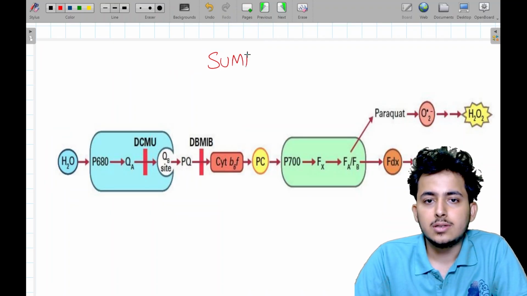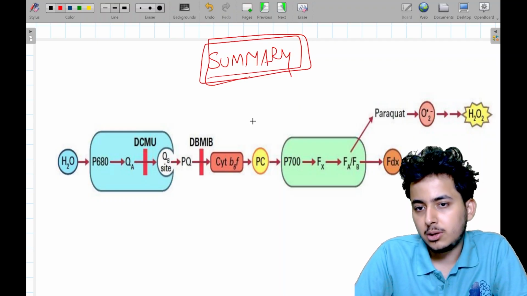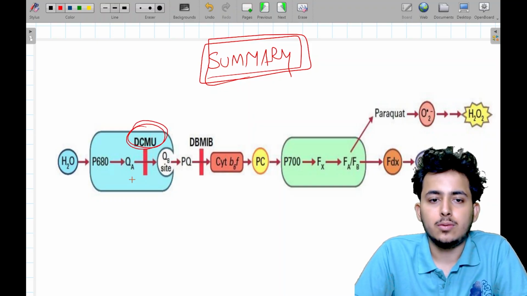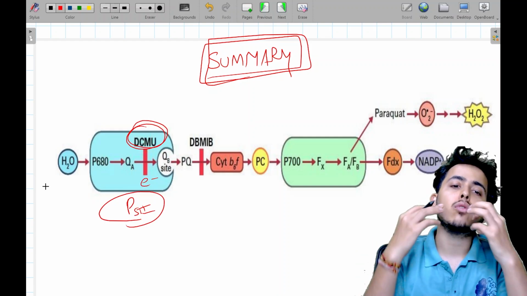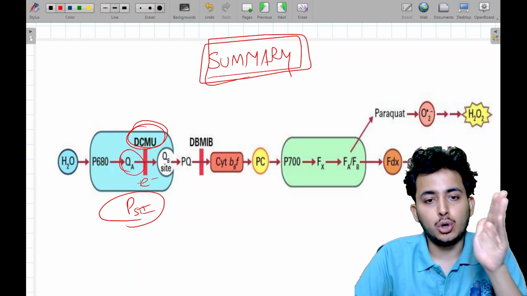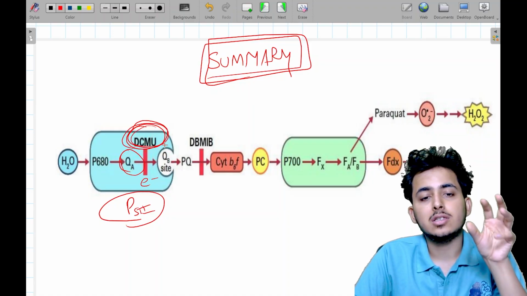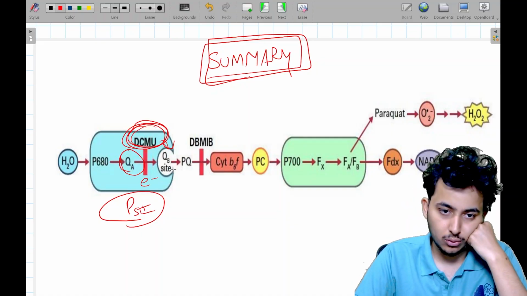And this is the overall summary. Very important summary. Here I have summarized all the inhibitors which are important. So you have this DCMU, which is inhibiting PS2. This DCMU is inhibiting the electron flow from QA, that is plastoquinone A, to plastoquinone B, by sitting at the site of QB and inhibiting the electron flow.